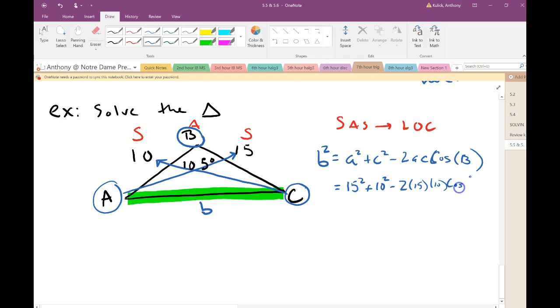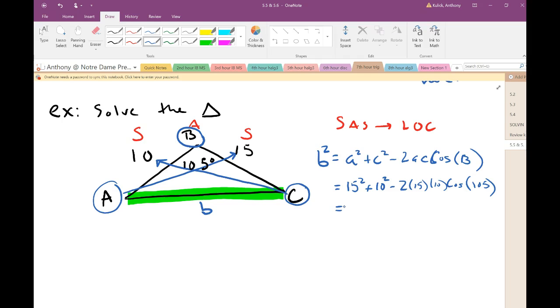And my value for angle B is 105. Everybody happy with that? So now all I do is type this into my calculator.